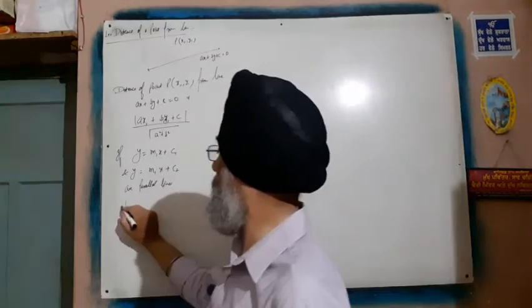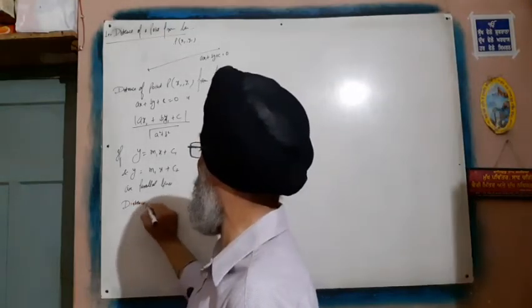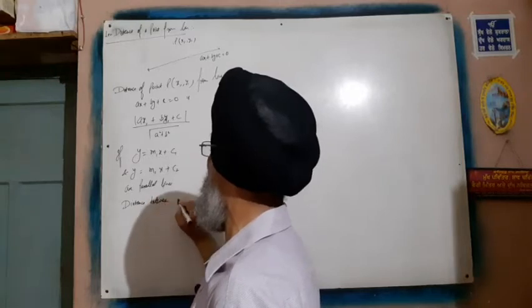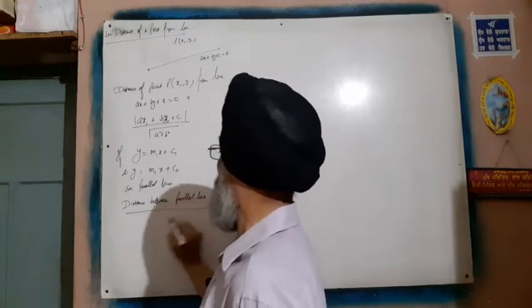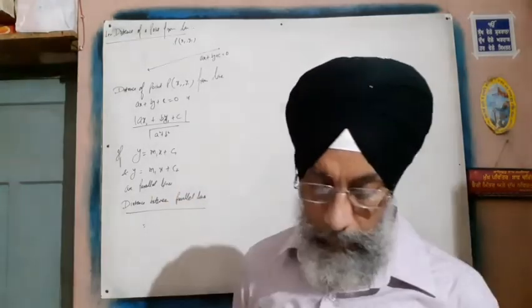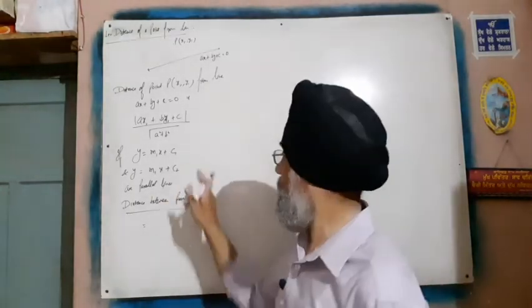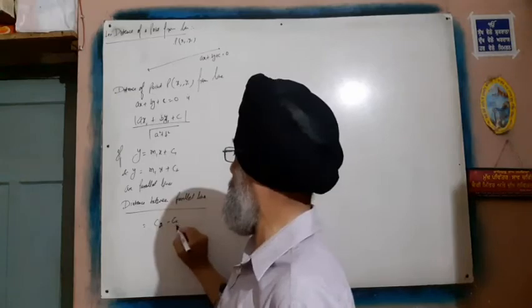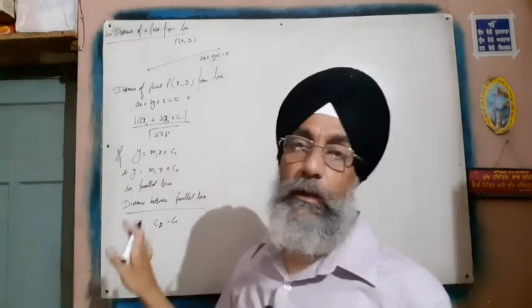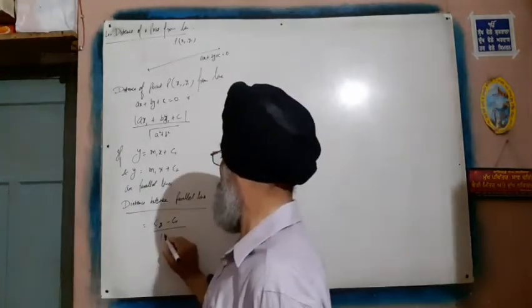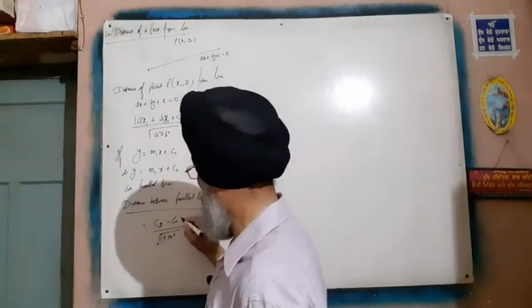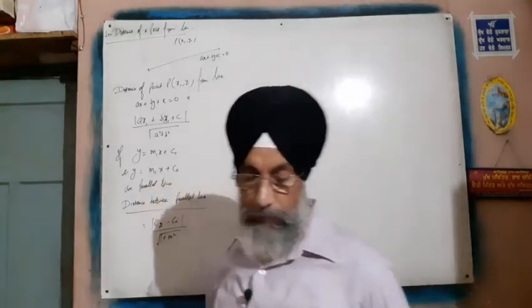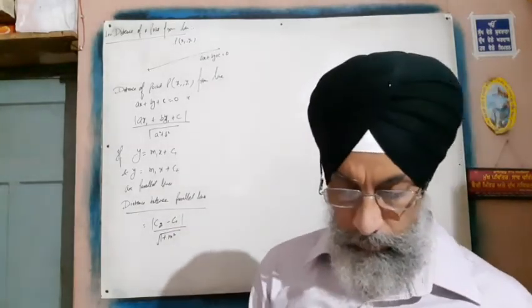So the distance between parallel lines is given by c2 minus c1, that are the y-intercepts here, not constants, they are the y-intercepts, upon the square root of 1 plus m square, in a mod, because distance can't be negative. Now let us take a question based on it.